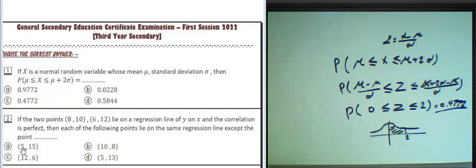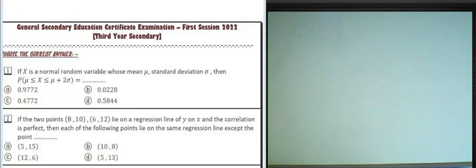Question number 2. If the 2 points (8, 10) and (6, 12) lie on the regression line of Y on X and the correlation is perfect, then each of the following points lies on the same regression line except what? Okay, all points lie on the same regression line here except what?